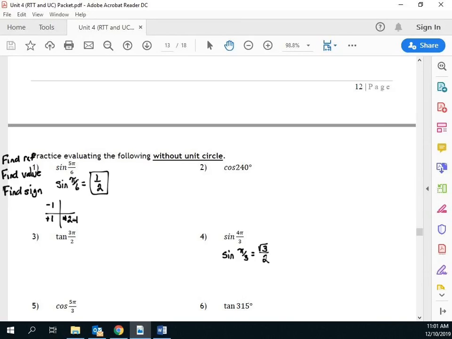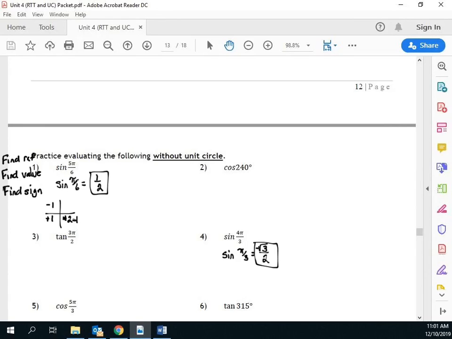So this angle is in the third quadrant, which means that y values, I'm saying y values because it's sine, y values, are they positive or negative? And done. Reference angle, value, sine. 3 steps, that's it. So let's go on to the next one.